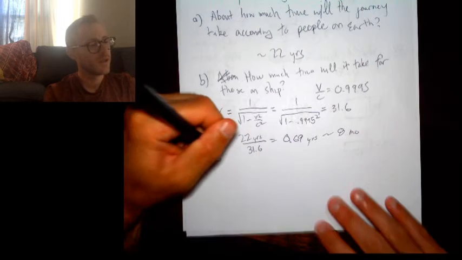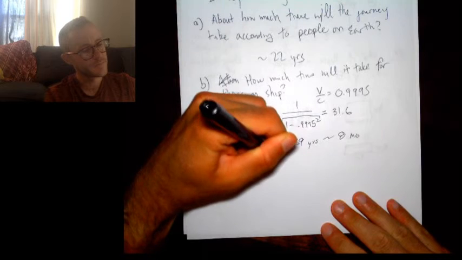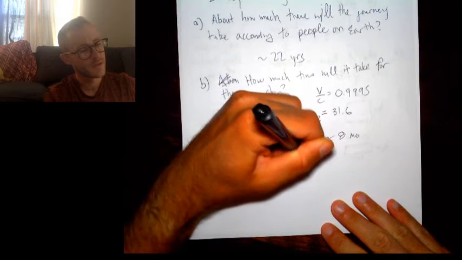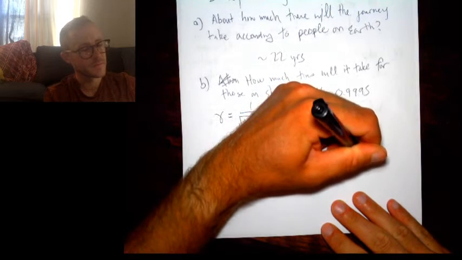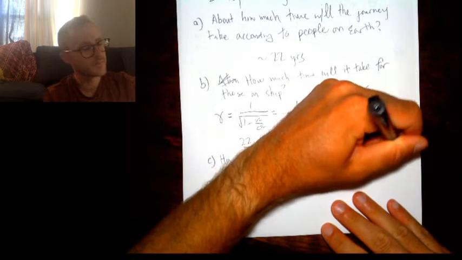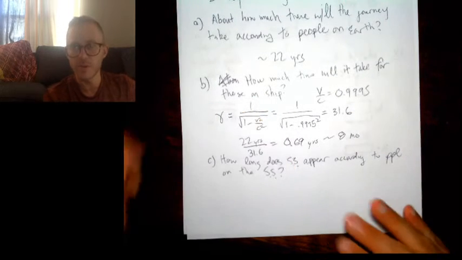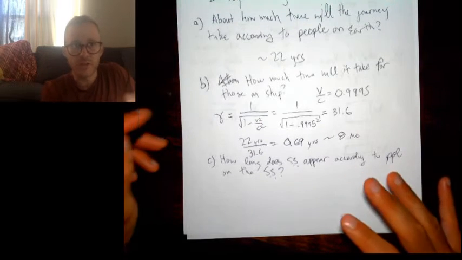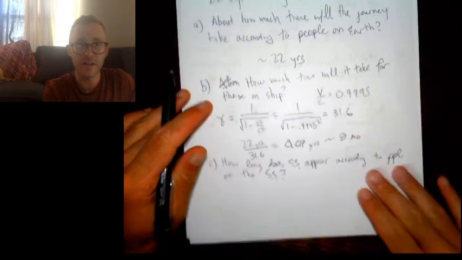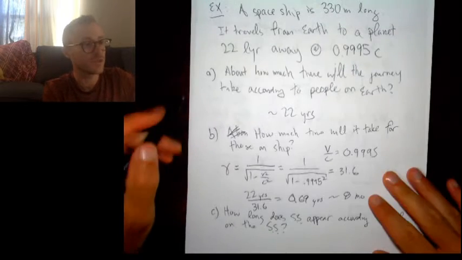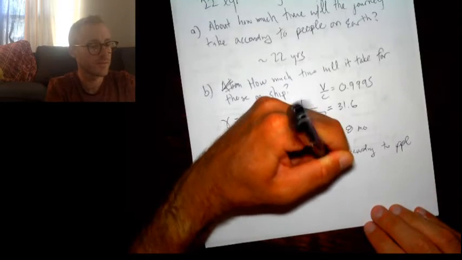Next question. How long does the spaceship appear, according to people on the spaceship? This is a simple question. If you're on the spaceship, then you're at rest with respect to the spaceship. So it's going to have the length that it has when it's at rest, which is 330 meters. So the answer is simply 330 meters.